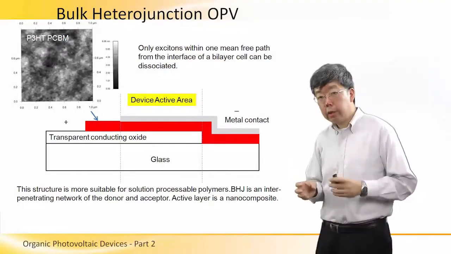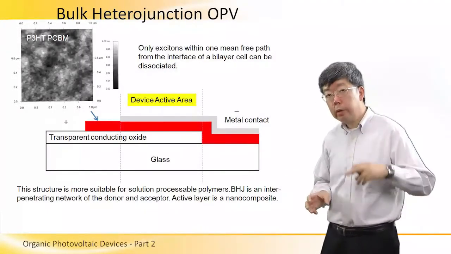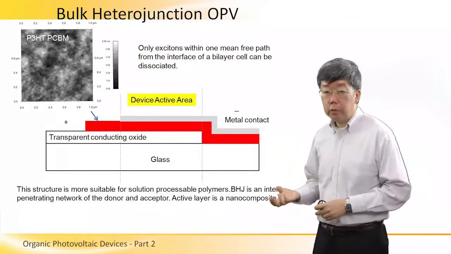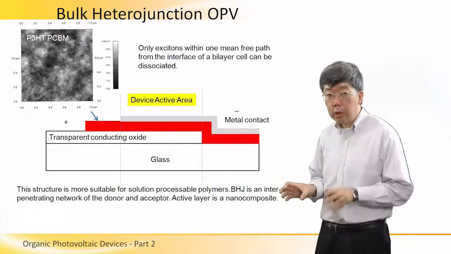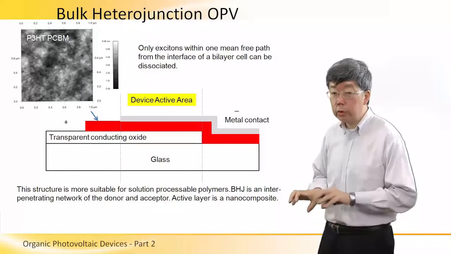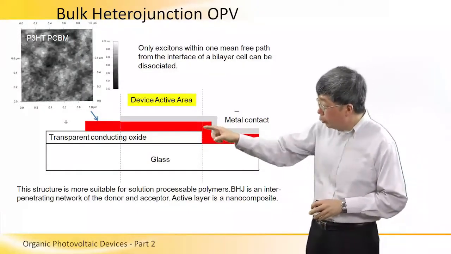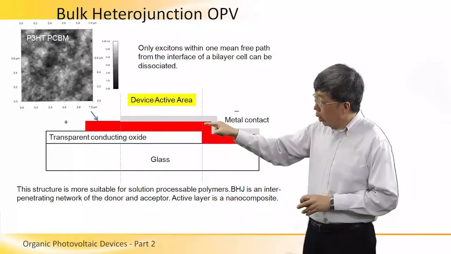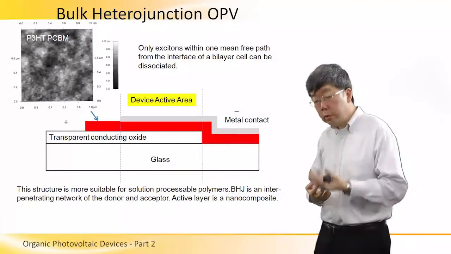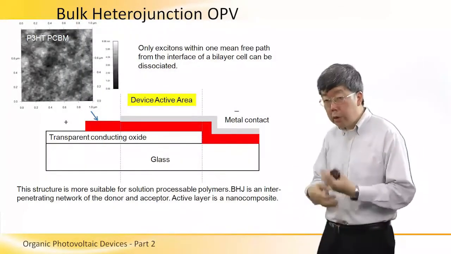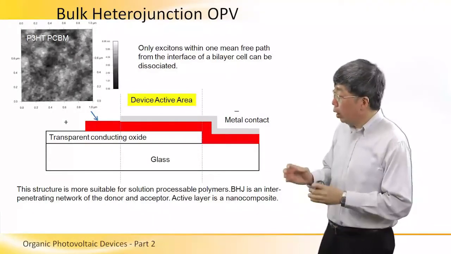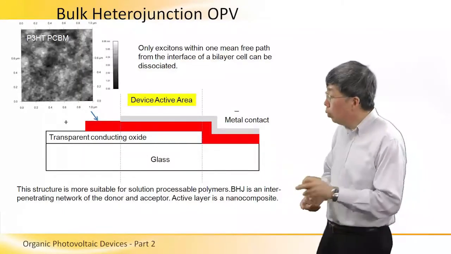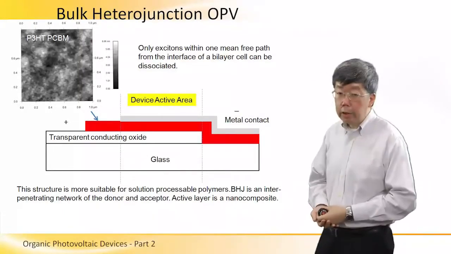In other words, we can dissolve the polymer donor material and we can dissolve the acceptor material as solutions. And then we mix the two solutions together and we can deposit the mixed solution in one step as the active layer. We can use spin coating method or we can use a printing method, and you can do this over a much larger area than possible with the bilayer device structure.